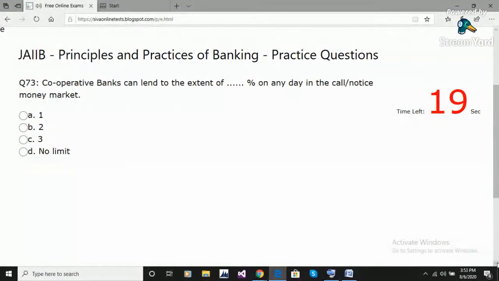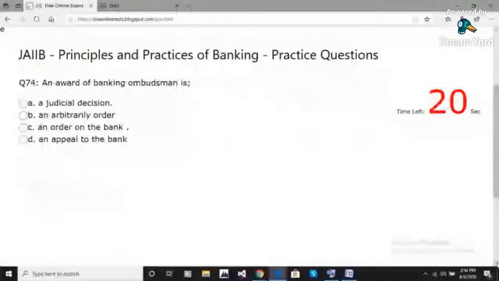Question 73, cooperative banks can lend to the extent of blank percent on any day in the call/notice money market. Option A 1. Option B 2. Option C 3. Option D no limit. Answer D no limit. Question 74, an award of banking ombudsman is?